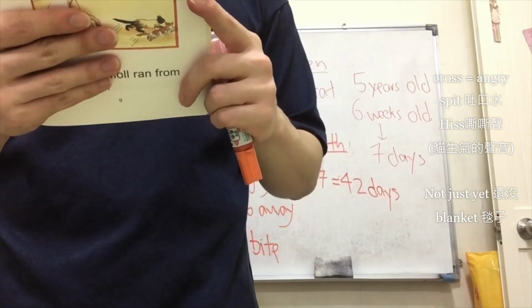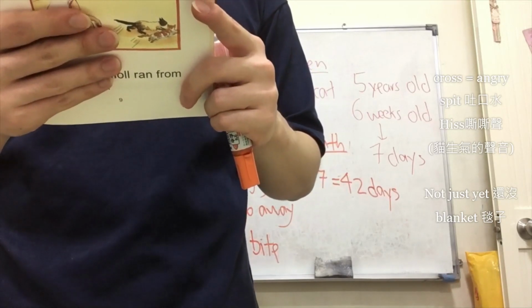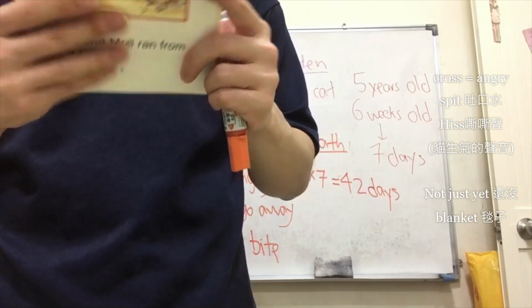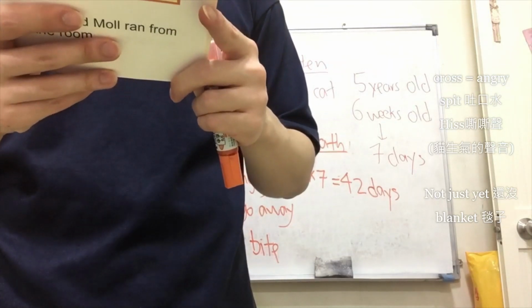Kevin ran into the room. Trot must not jump on Moll, said Kevin to Trot. It is bad to get in Moll's box.